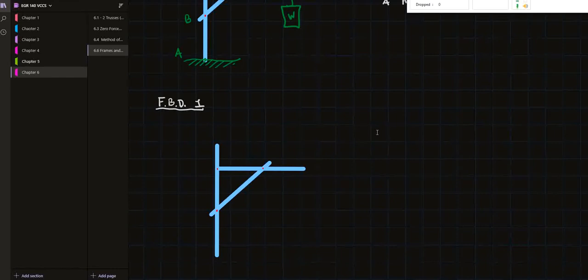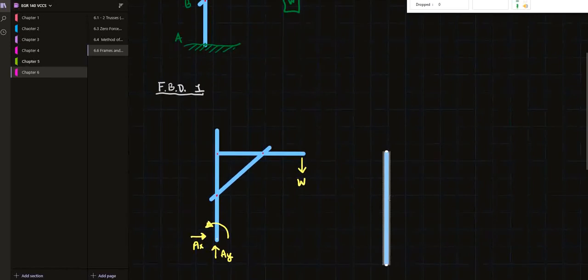So I'll have a reaction AY here, AX, and then we're going to have a moment here since this is fully supported. And then over here, I have a weight, W. So the way we're going to solve this is I'm going to first dismantle every piece, every member, and draw a free body diagram for it.